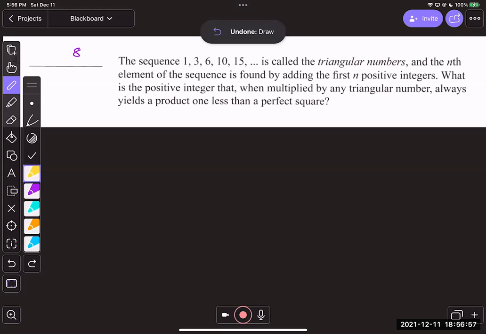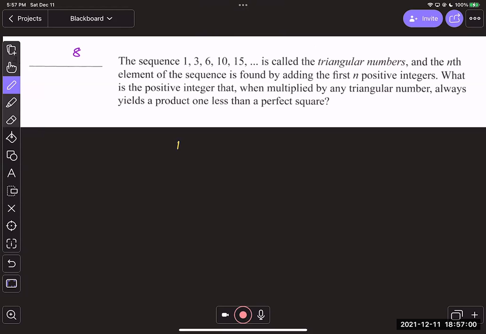Okay, so first off, the triangular numbers is just 1 plus 2 plus 3 plus 4 all the way up to plus n. And I've mentioned a couple times in this class already that this is just n times n plus 1 divided by 2, which is n squared plus n divided by 2. So what we're saying is we want this times some other number, let's call it m, to equal something squared. Always equal something squared.